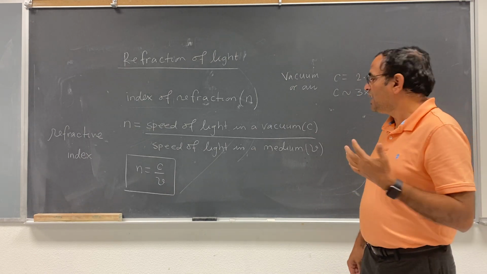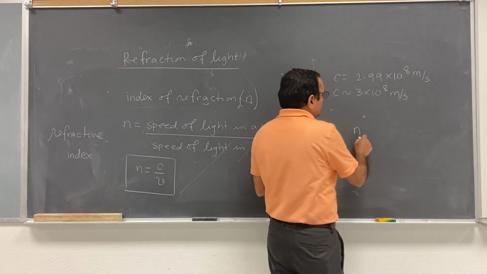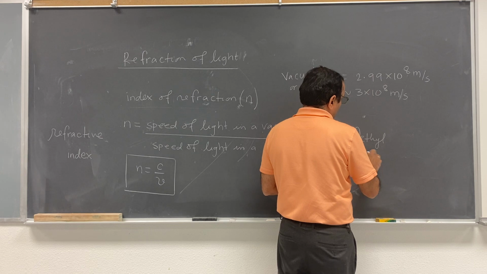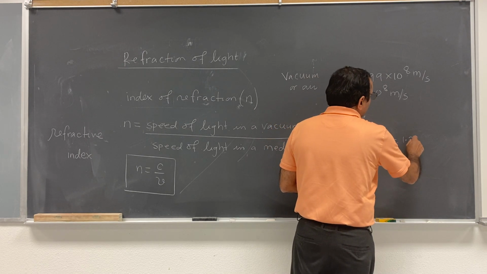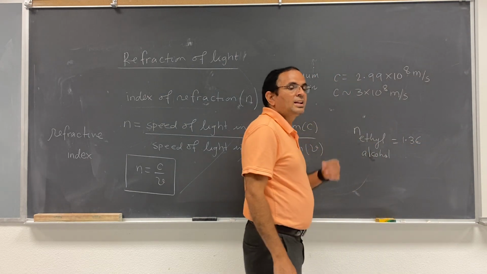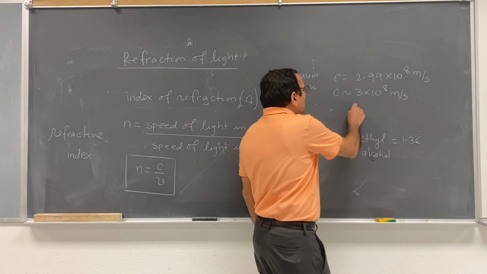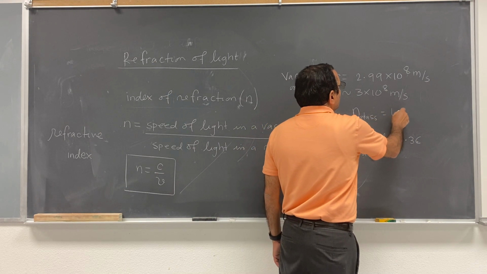Like ethyl alcohol, if you calculate the refractive index of ethyl alcohol, it is 1.36. Glass has different types, and different types of glass have different values. One type of glass, I don't remember, but simply I can write down 1.5 for glass.